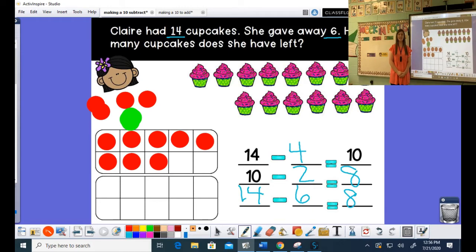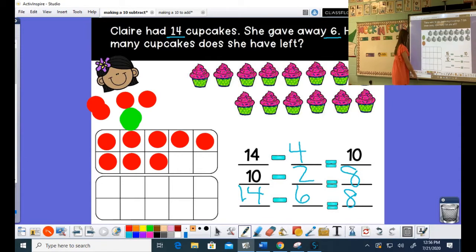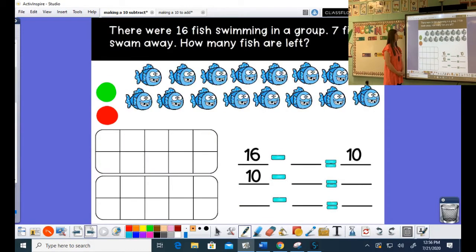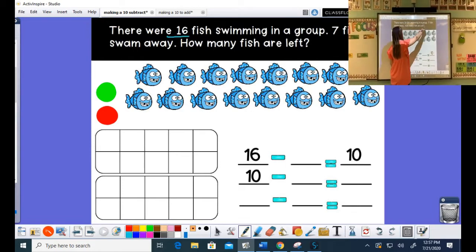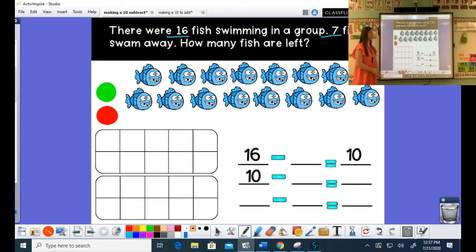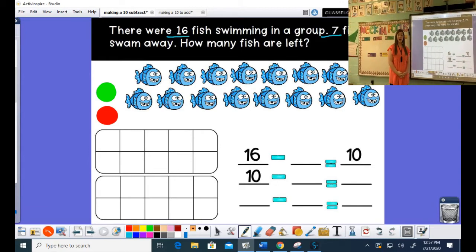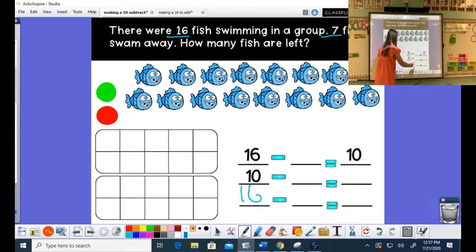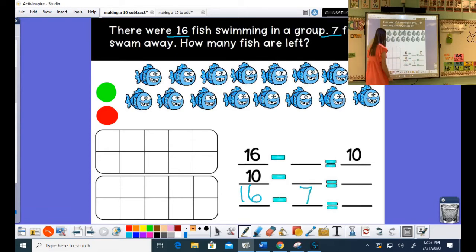Great job. Let's do another one to practice. This word problem says, there were 16 fish swimming in a group. 7 fish swam away. How many fish are left? So I'm going to first underline the numbers we are working with. We are working with the numbers 16 and 7. So I'm going to write that in a subtraction problem to remind me what problem we are working with. 16 minus 7. Great job.